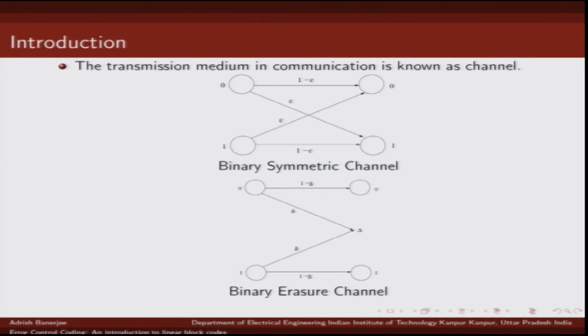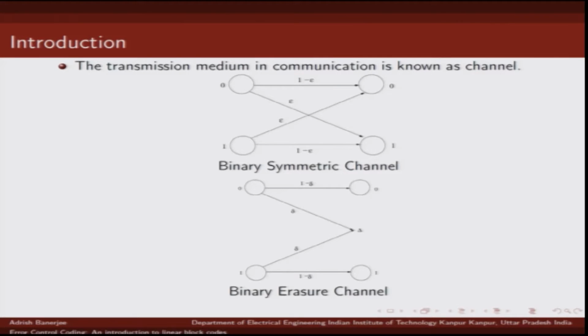Let us spend some time on our transmission medium. The transmission medium over which we want to send a packet is known as the channel, and here I have illustrated 2 very simple channel models. The first is the binary symmetric channel. It has binary inputs 0 and 1, and similarly binary outputs 0 and 1. This is the transmitter and this is the receiver side. If you transmit 0, with probability 1 minus epsilon you will receive it correctly. Similarly, if you transmit 1, with probability 1 minus epsilon you will receive it correctly, and the crossover probability of error is given by epsilon. This is a symmetric channel, and because it has binary input and binary output it is known as the binary symmetric channel.